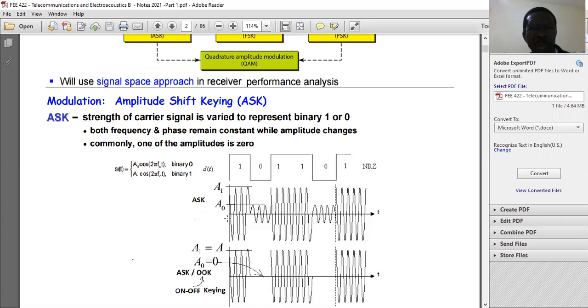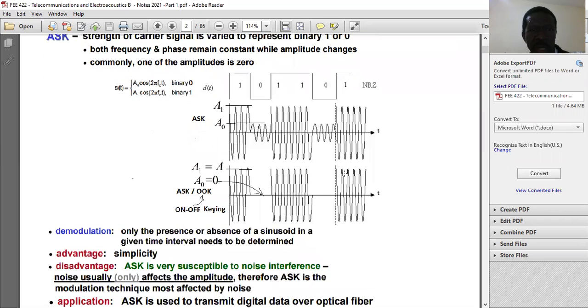If you had two amplitudes, A1 for a 1 and A0 for a 0, then this is what you would observe for this sequence that we have indicated here. If A0 equals 0, then of course there'll be nothing where there's a 0, and there'll be a burst of a carrier where there's a 1. So the 101101 would be represented as shown here.